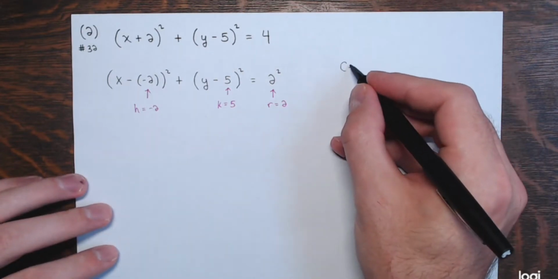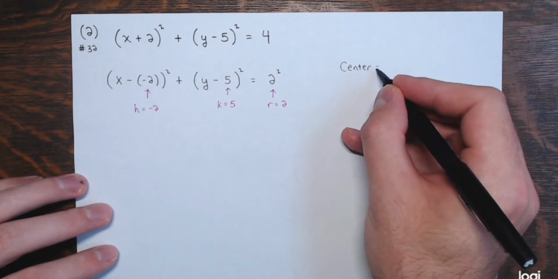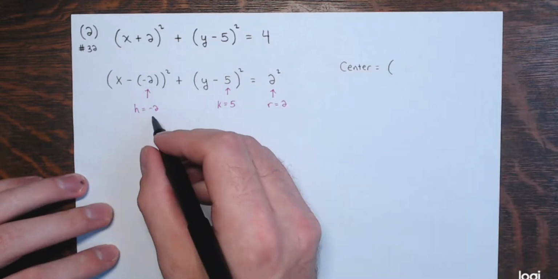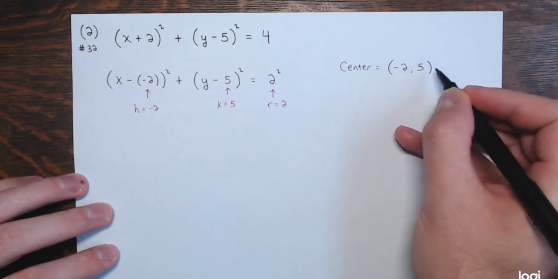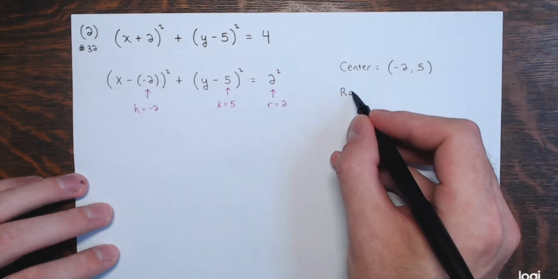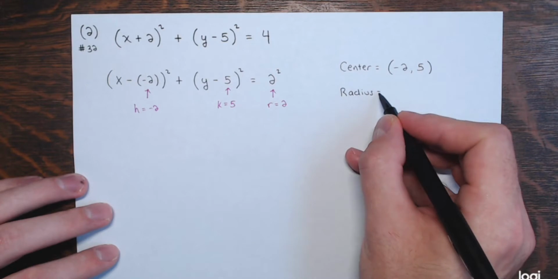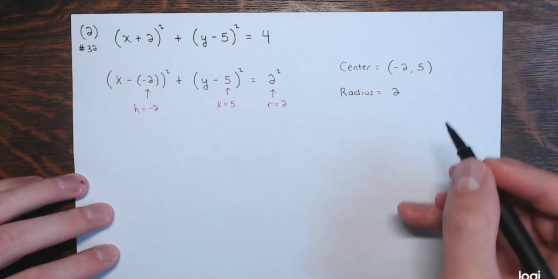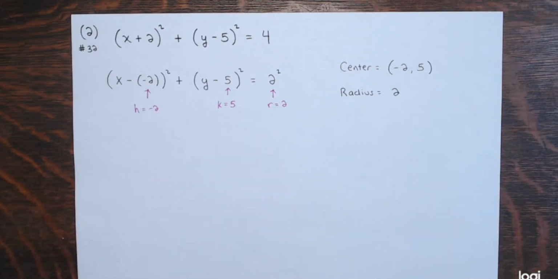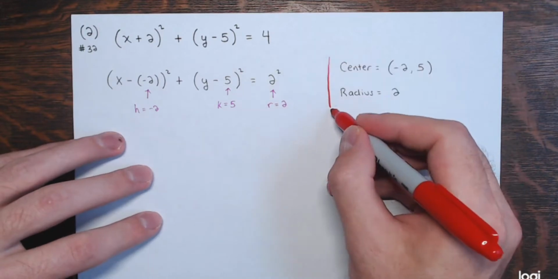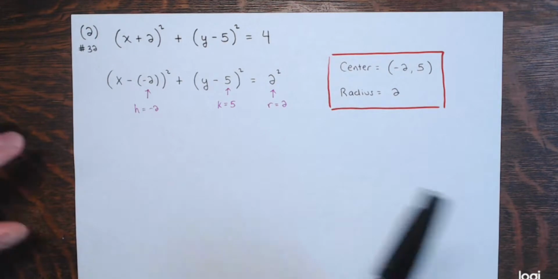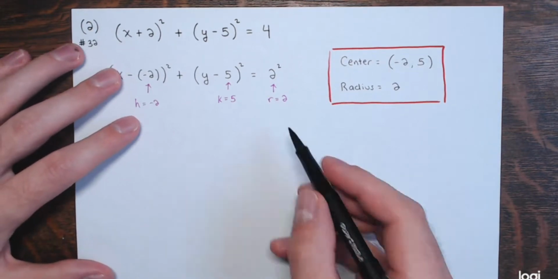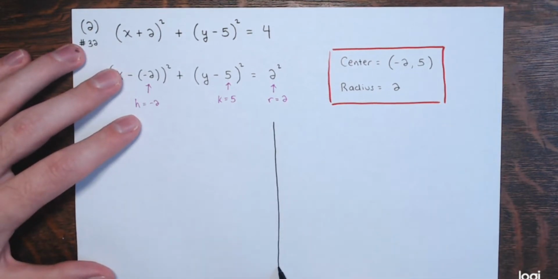So the center is the point negative 2, 5. The radius is 2. All right, so that's part 1. And then part 2 is drawing a rough sketch. So I'm going to do the best I can by hand here.